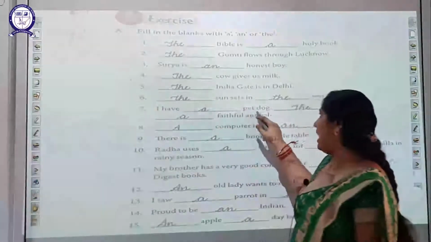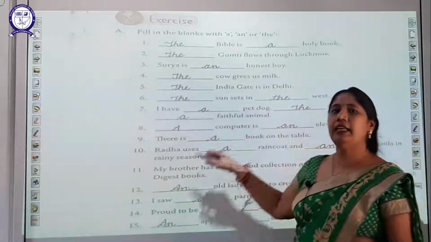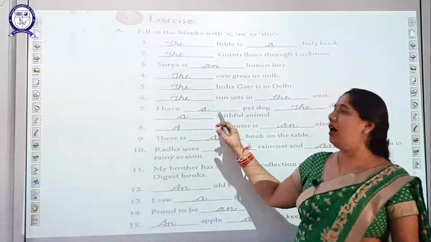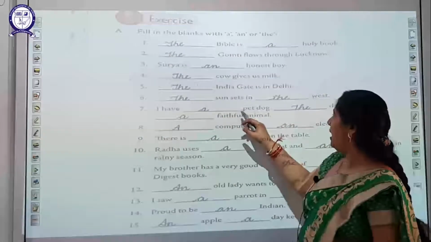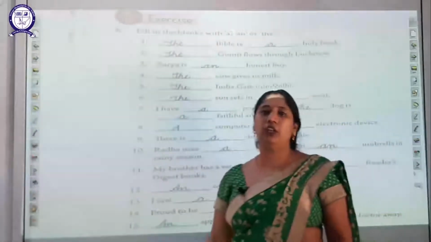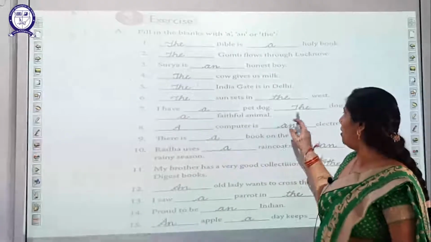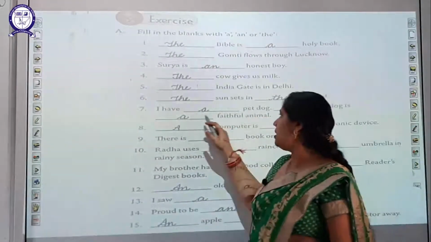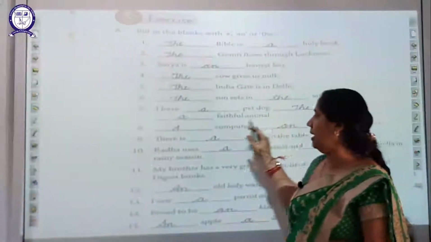I have dash pet dog. P is a consonant sound. So we have to write here a. The second time we have to use the dog. We have to use the dog second time. So not here a dog. We have to mention the. The dog is a faithful animal.